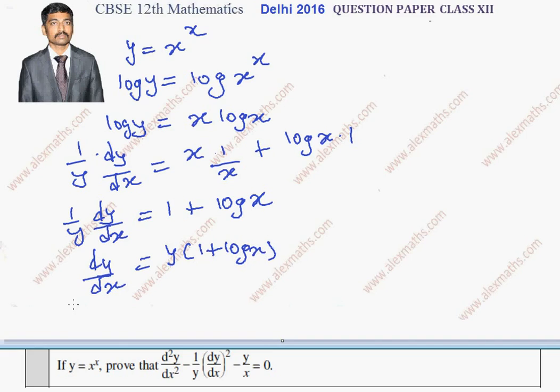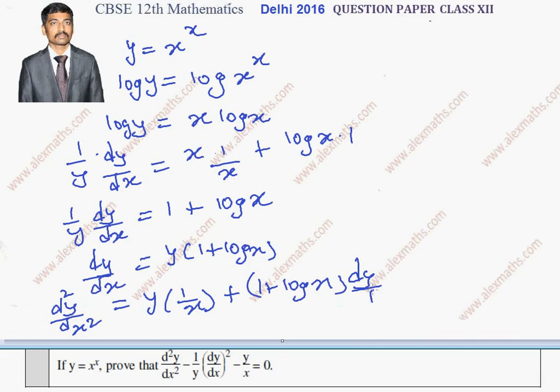Now we'll find the second order, that is d square y by dx square equal to, we have to follow the UV method. So y into 1 by x plus 1 plus log x into dy by dx. But in the given proof there is no log term. So what is 1 plus log x from here? I should replace it here.